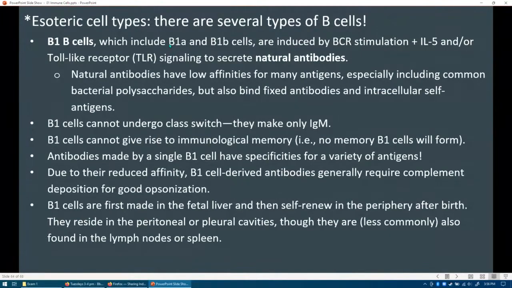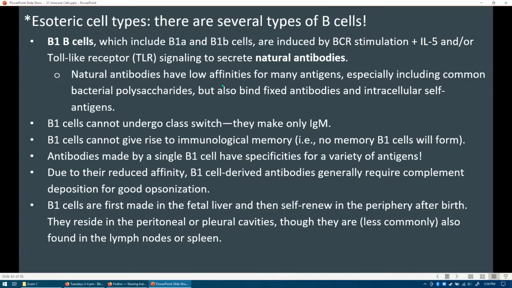B1 cells, there's actually two kinds of B1 cells, B1A and B1B. They're produced by their B cell receptors being stimulated and the cytokine IL-5, or the toll-like receptors binding to pattern recognition receptors or binding to PAMPs. And they secrete what is called natural antibodies. These are antibodies that are made before you're born all the way up until when you die.